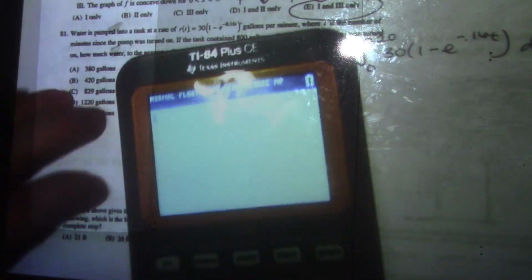Water is pumped into a tank at this rate. If the tank contained 800 gallons when the pump was turned on, how much does the tank have after 20 minutes? So you have 800 gallons, you're gaining and pumping in at this rate. So you're going to take the integral from 0 to 20 of this dt. And we have a calculator, don't try and do that one by hand. So we're going to go to our calculator.